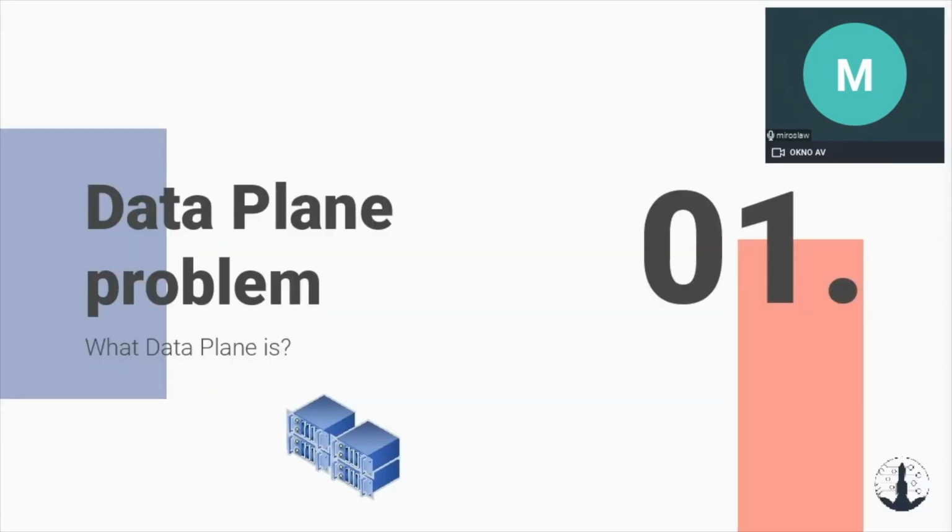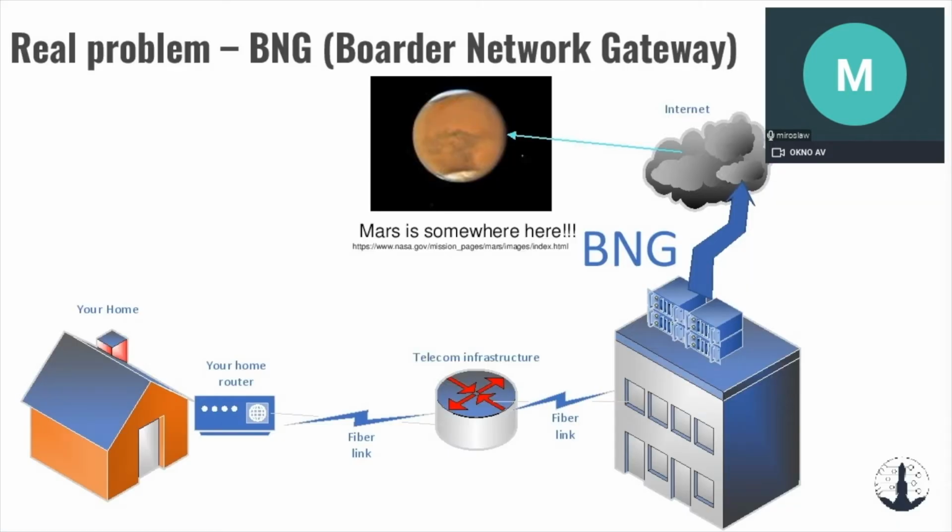Okay, and first, let's go to the problem. Imagine that you are at home. I know that in the COVID time, you probably are at home and you have a friend on Mars, and you want to communicate from your home with your friend, who is located on Mars. You know that your friend has an IP address, which is somewhere on Mars. Your friend is connected to the internet, and how does this communication happen?